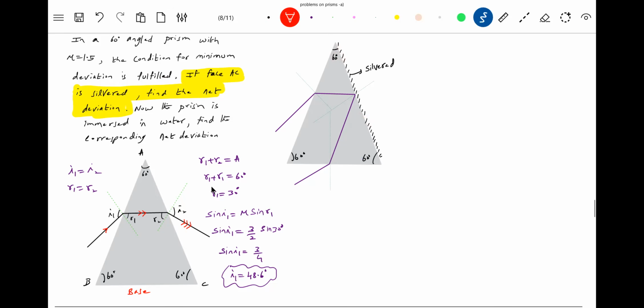Okay, fine. So now, the angle of incidence is the same, there won't be any change. I1. This will be R1. It's a mirror, R2, R3. This will be I3.